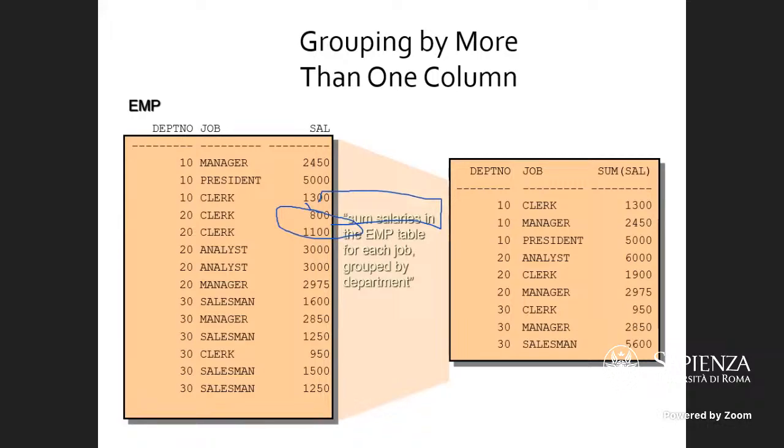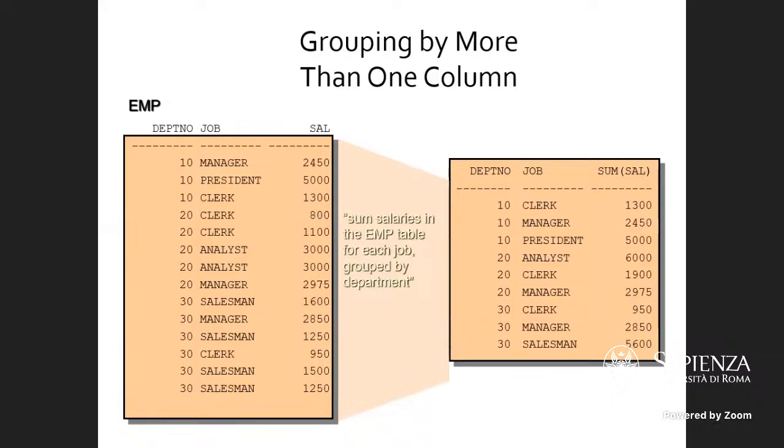Let me clear this out. Now we can do a group by with more than one column. It's not necessary that you do a group by with one column. You can do a group by with more than one column. And the syntax is still the same. You understand? Like in this case now, we have the employee table. We are grouping it first by the department number. Then we are now further grouping it by the job title.